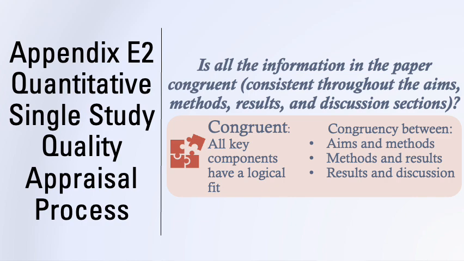When appraising congruency, you want to specifically focus on the aims and the methods. Do the methods described logically lead to answering the research question or achieving the aims? Then look at the methods and results. Do the results directly correspond to the measurements and analyses described in the methods? Then look at the results and discussion.